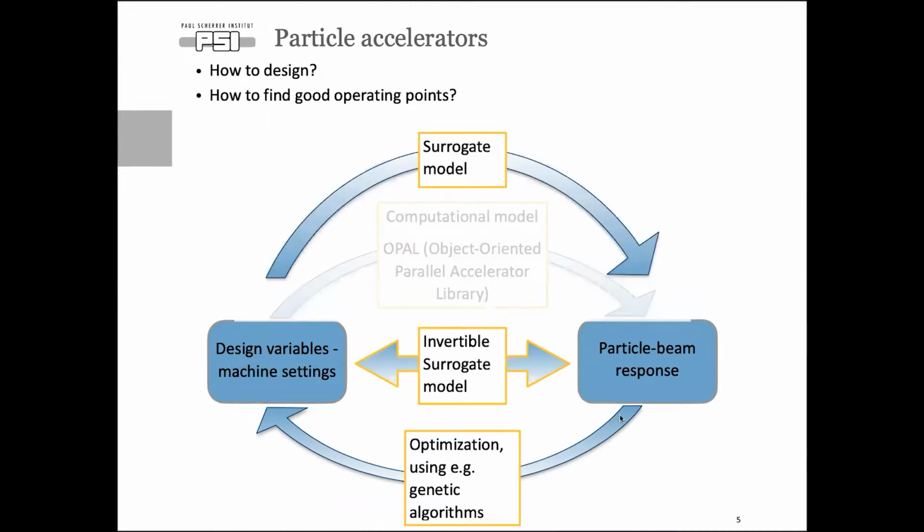So the idea was now to replace those physics-based models with a machine learning model, with a surrogate model. What I will show you today is that we will introduce two different models: one forward surrogate model that describes the accelerator from the machine settings to the beam response, and a second surrogate model, which is invertible, so you can model the forward and the inverse direction. And we will further use those models then for optimization.